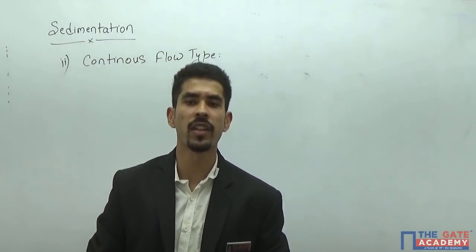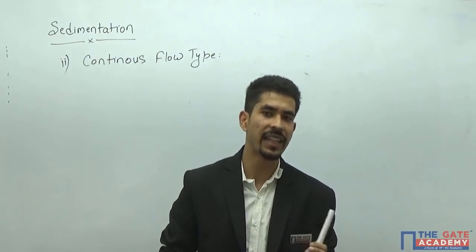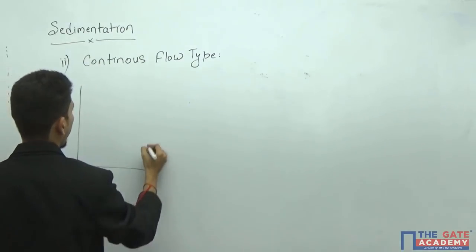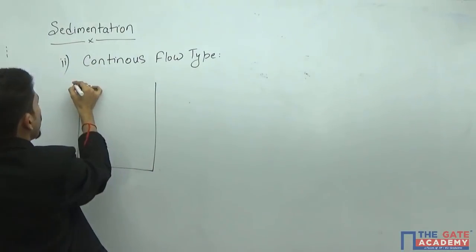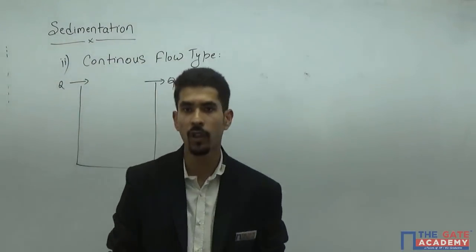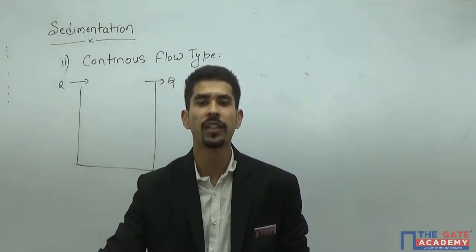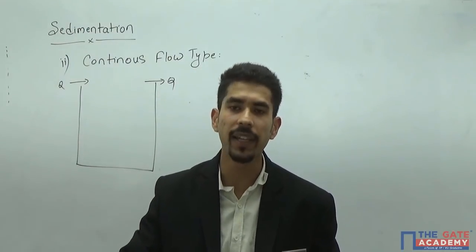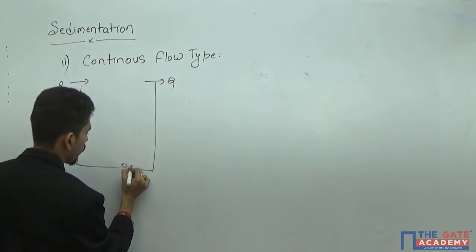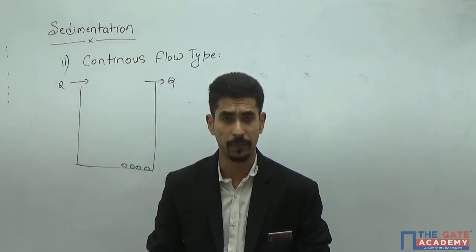The first assumption is we consider the removal of a particle has taken place if it reaches the bottom of the tank. That is, if you have a tank that is the continuous flow type, that means there will be constant inflow and outflow of water. We assume that the removal of a particle has taken place if it reaches the bottom of the settling tank. If your particle reaches this bottom, then we consider that removal has taken place.